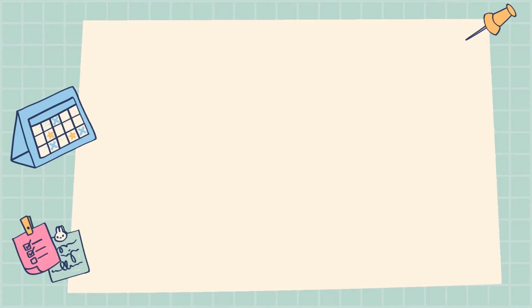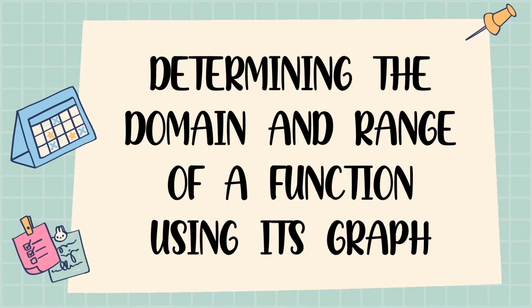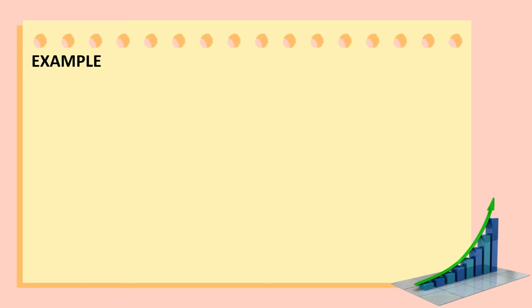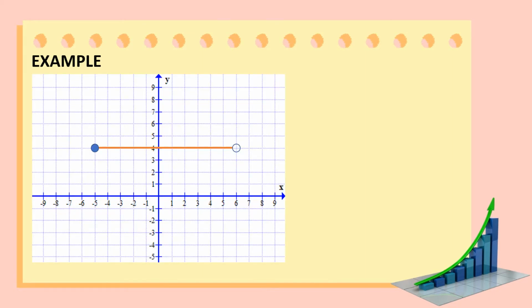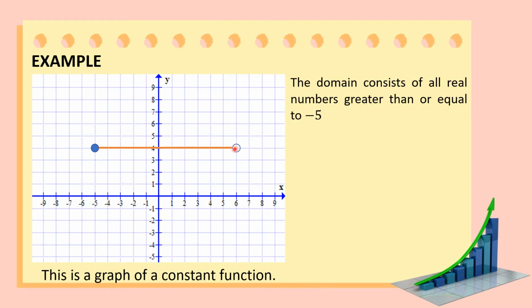For this week, we are going to have determining the domain and range of a function using its graph. This graph is an example of a constant function. We observe our domain from this point up to this. The domain consists of all real numbers greater than or equal to -5 but less than 6.